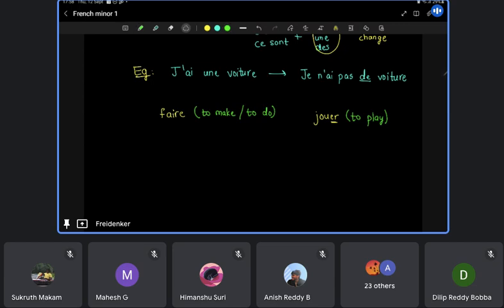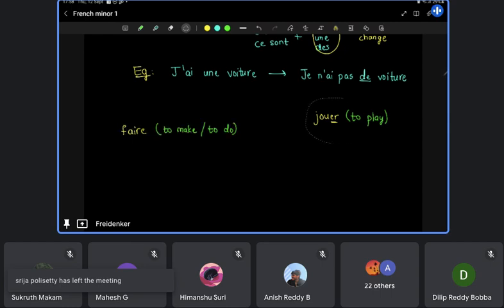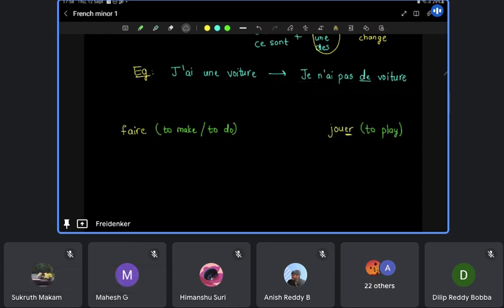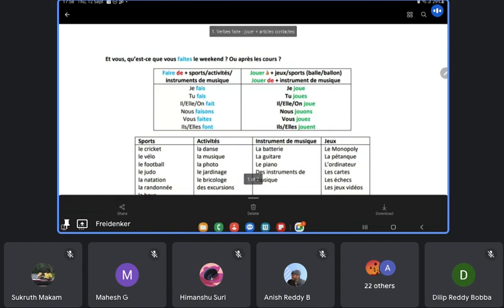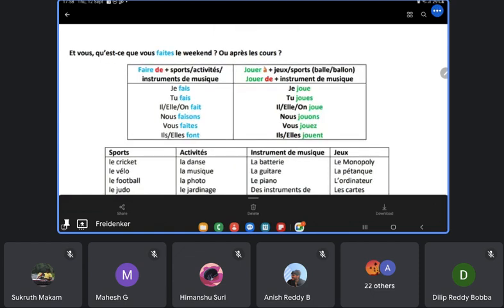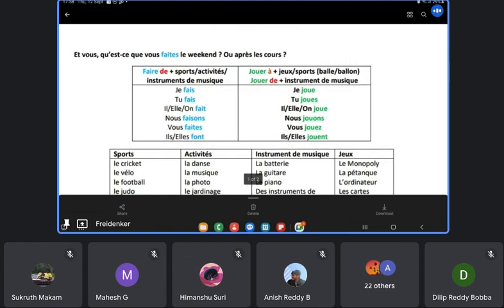I think you've seen jouer before in the previous semester, but faire is a new verb. Faire is a new verb. Its conjugation is given here in this table. Blue color text is faire. But there is a lot going on here, so what you're supposed to do is understand there are two rules.